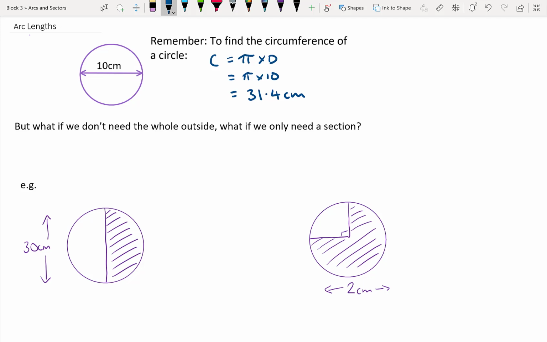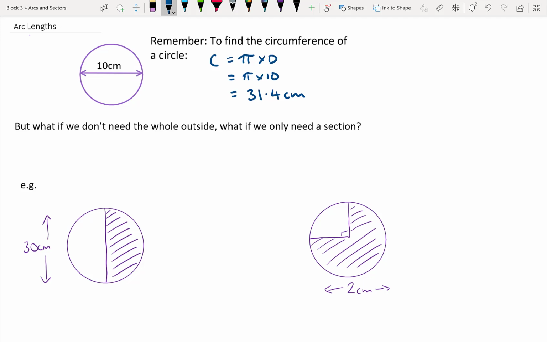Okay, so the circumference, the distance around the outside of the circle, is found by doing pi times the diameter. What we're going to look at today is what happens when we don't need the entire circumference. What happens when we only need a part of that circumference? Looking at the first example, I've only got half of a circle. The other half is shaded out. We've no interest in that.